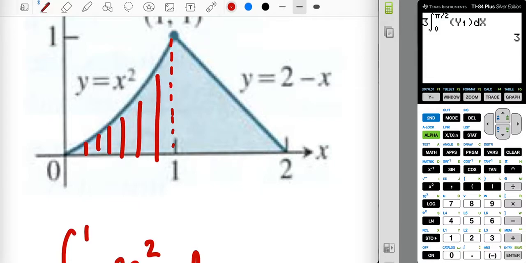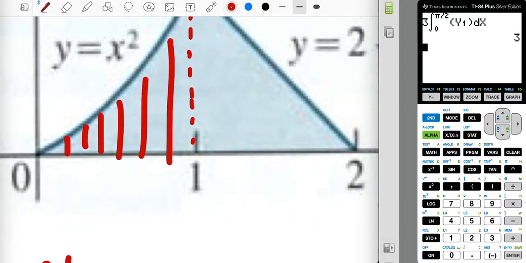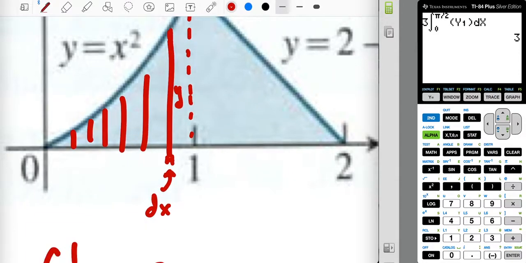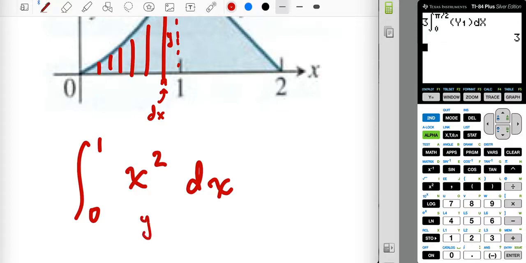So if this is an infinitesimally widthed rectangle, a rectangle with infinitesimal width, then this little horizontal change would be a dx. The height of that rectangle would be some value y, because the distance from the x-axis to a point in space is known as y. So what we're really looking for is the product of y multiplied by dx. That's what this is. It's the product of y and dx.